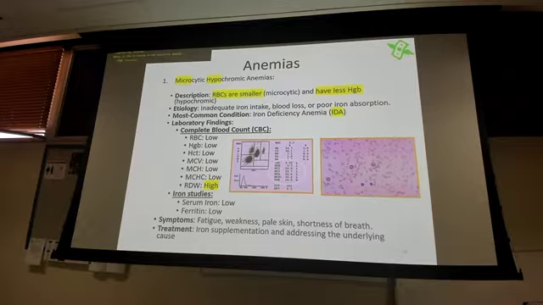Variation in size. Yes, variation of sizes. So you're gonna have low everything, but you're gonna have different types of red blood cells in there. They're all gonna look different shapes and sizes going on, okay? With this, your patients will present with fatigue, weakness, pale skin, shortness of breath, and you wanna provide them with some type of iron supplementation.